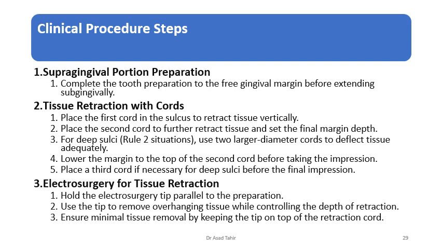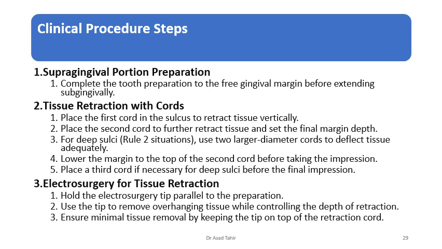Electrosurgery for tissue retraction. Hold the electrosurgery tip parallel to the preparation. Use the tip to remove overhanging tissue while controlling the depth of retraction. Ensure minimal tissue removal by keeping the tip on top of the retraction cord.